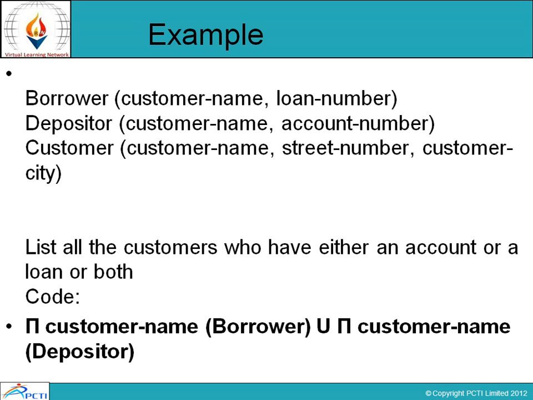Here consider an example of how union works. Here I take three tables: one is the borrower, depositor and customer. In the borrower table there are two columns: customer name and loan number. The second, depositor table, consists of two columns: customer name and account number. The third table, customer, contains three columns: customer name, customer street, customer city. Now we want to execute a query: list all customers who have either an account or a loan or both.